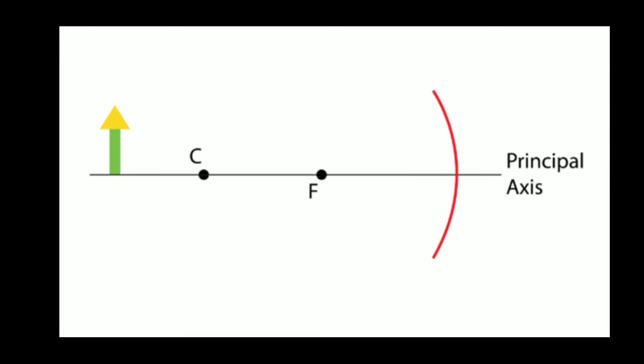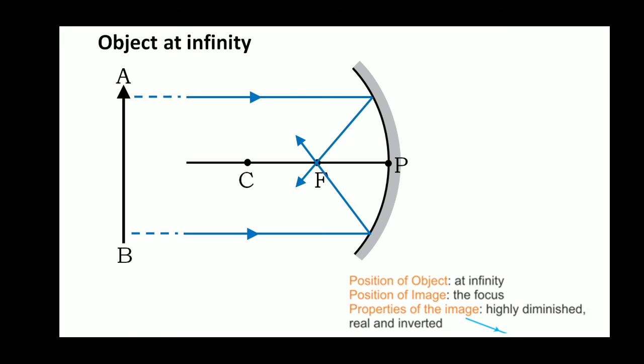So what we are going to study now is, we are going to keep the object at all these places: infinity, beyond C, at C, between C and F, at F, between F and P, where we are going to get the image, and what type of image we are going to get, we are going to see. Shall we go? Now listen. First case, my object is at infinity.